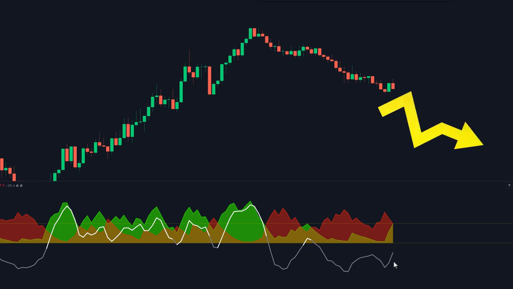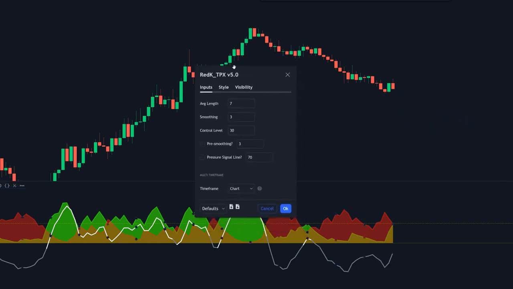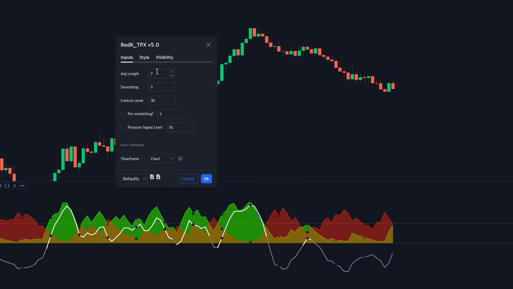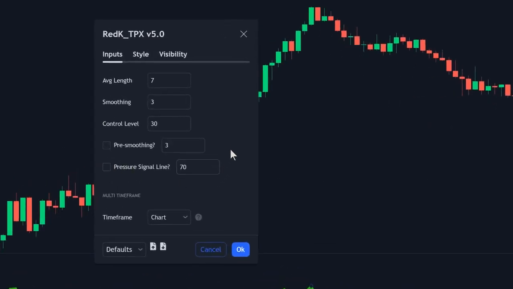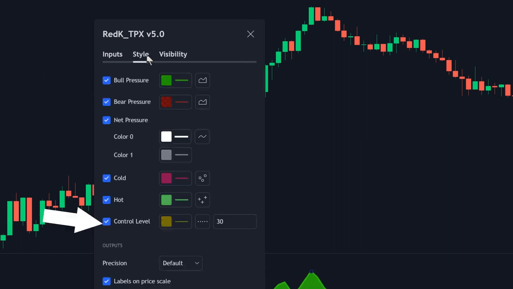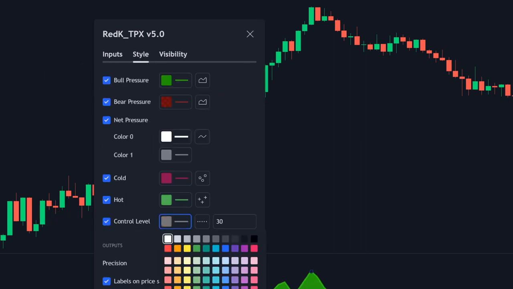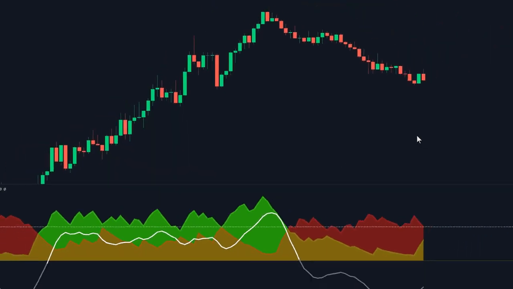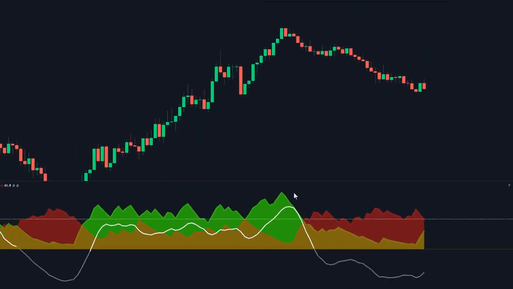Now, looking at the settings of this indicator, we can see that we have several customizable options. In order to customize this indicator for our strategy, we're going to change the average length to 14. The smoothing period, we're going to change it to 7. Then on the Style tab, we're going to change the color of the control level to white. After that, click OK. Next, we will explore how we can use this indicator to trade.